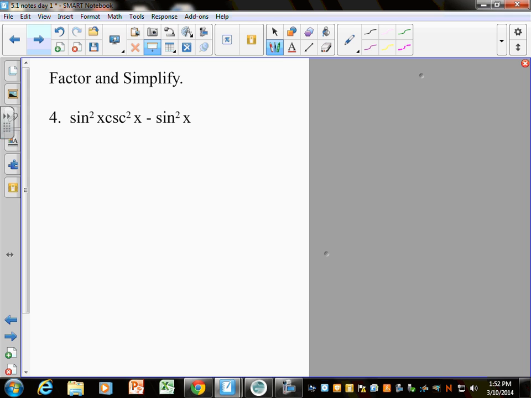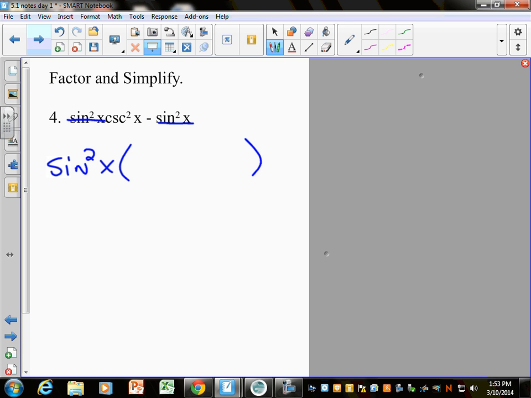So if you don't see here what you could factor out of both of these, think about if you changed your sines to x's and your cosecants to y's, that would be like saying x squared y squared minus x squared. You could pull out an x squared, right? So if you get confused, that's my go-to thing of saying change it to x's and y's. These both have a sine squared x in them, so you can factor that out front just like you can factor a 2 out front, or just like you can factor an x squared out front. You can factor out a sine squared x, and then you just write what's left over.